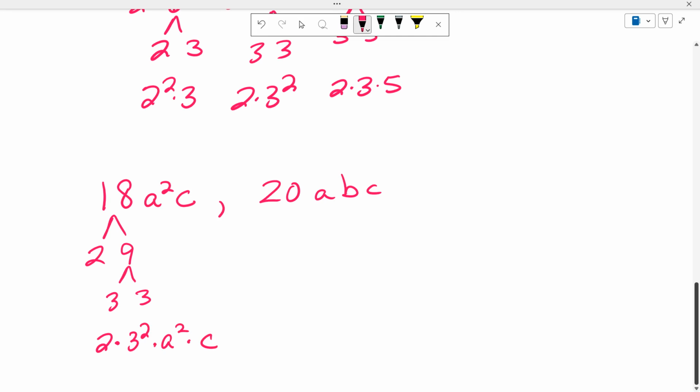You just separate the variables, but the variables are actually easier to work with than the numbers because there's no breaking them down. They're already broken down for you. Okay, 20. How many times does 2 go into 20?